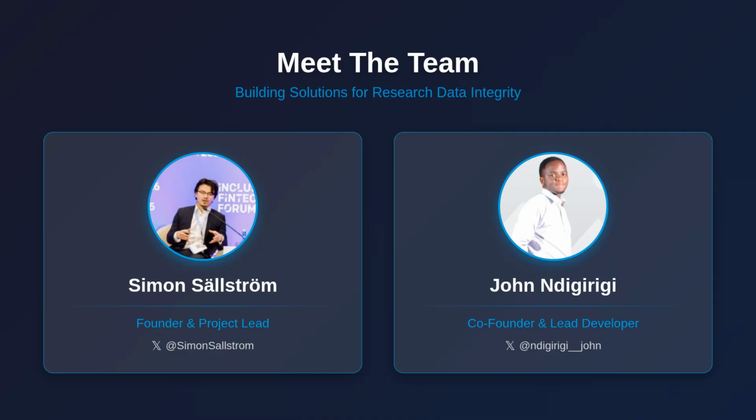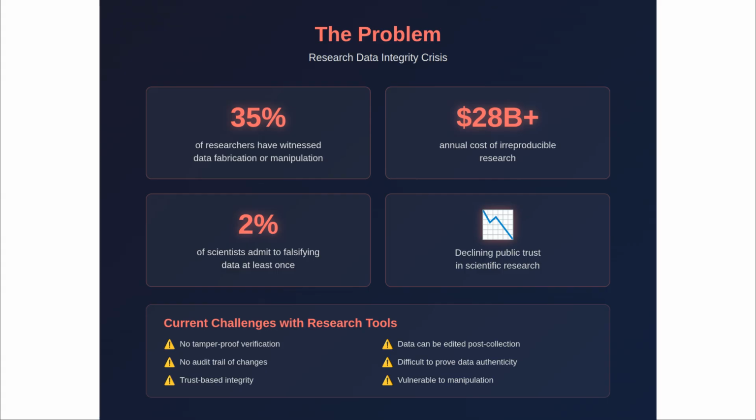Today, I'm excited to present the completion of our Project Catalyst-funded initiative to combat research fraud through blockchain technology. Research fraud, particularly data tampering, undermines scientific integrity and public trust. Researchers need a way to prove their data hasn't been altered after collection. Traditional methods lack immutability and transparency.